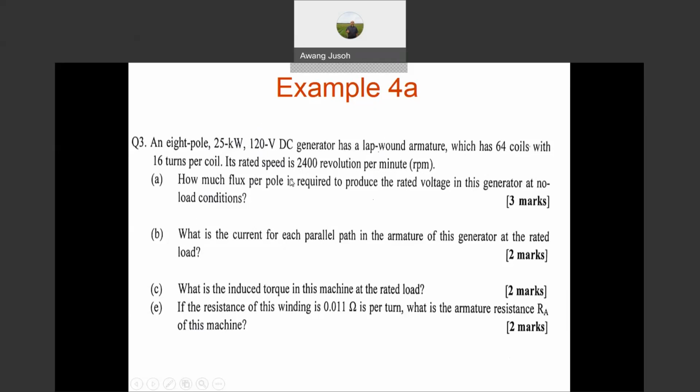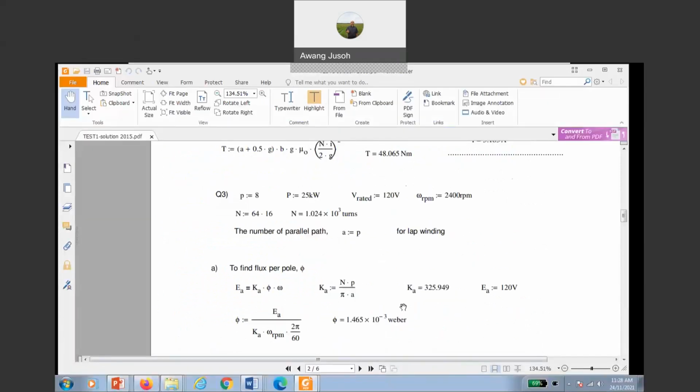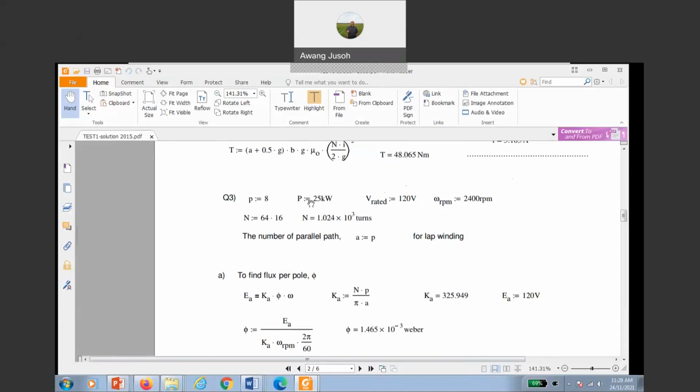So now first find the flux per pole. So this is how we can solve the problem. I show you briefly how to solve it. We have the power of 25k, the rated voltage E equal to 120, the speed 2400, and find the total number of turns inside the machine, which equals 64 multiplied by 16. We got 1024. This is the total number of turns in the machine.